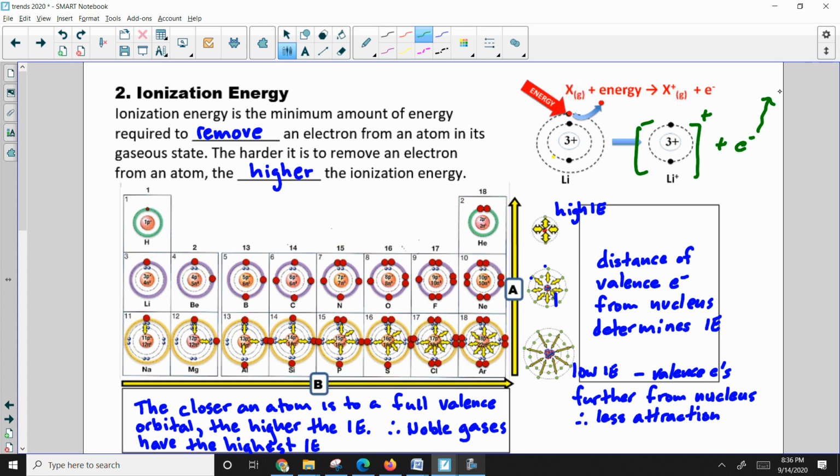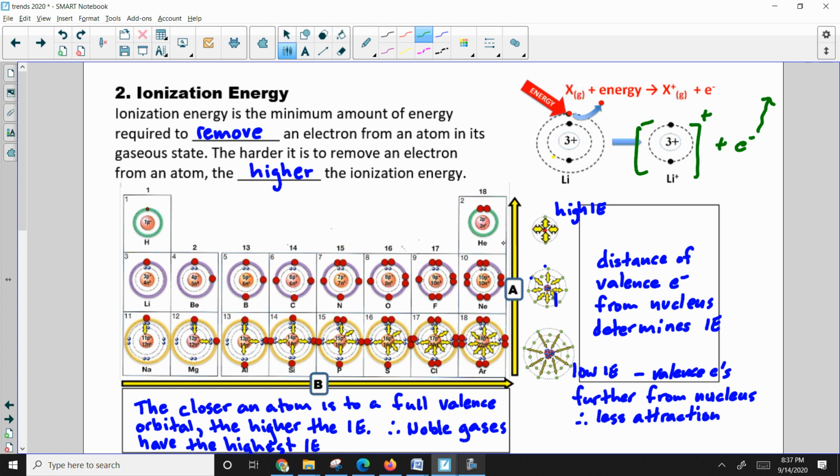So guess what? Who has the highest ionization energy? Well, it's going to be the noble gases here. And the reason is they have a complete outer valence orbital. And the closer you are to that complete orbital, the less likely you are to lose electrons. So as you're going across, it's harder and harder and harder to remove those outer electrons. So the ionization energy increases. So going across, you're going across, it's higher.